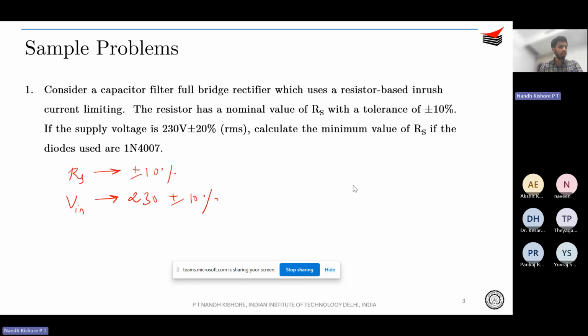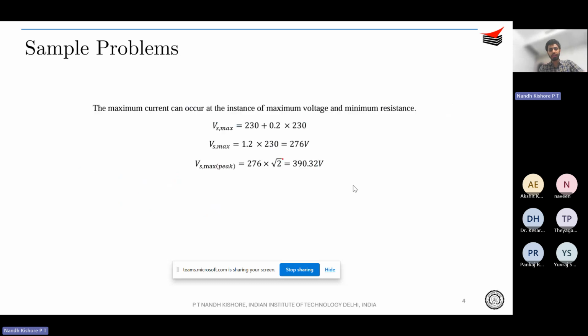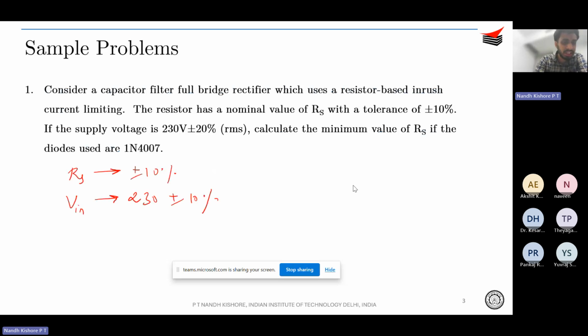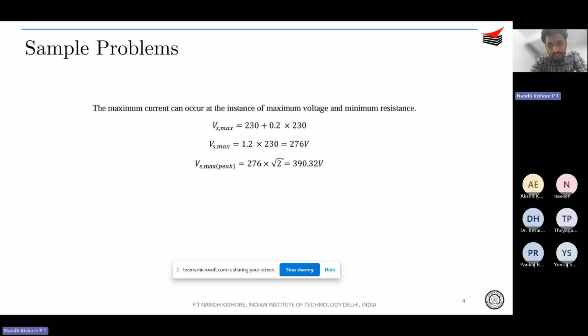Okay, so the time is 7:30, so we'll just go through the solutions one by one. Of course you know that you design the resistor for the worst case condition, correct? That is under the worst case, meaning your voltage will be 230 plus 20%. So that is your V max, correct? V max will be 230 plus 0.2 into 230, which is 276 volt. So that your Vs max is going to be 390 volts, correct?